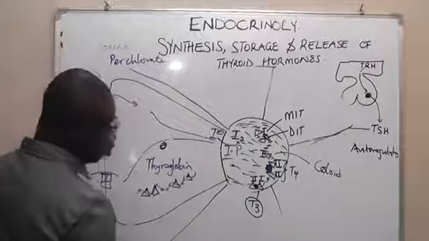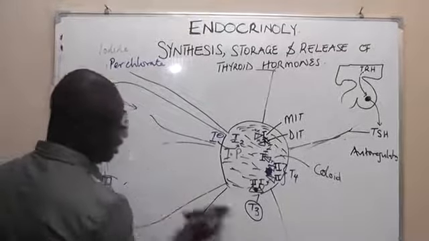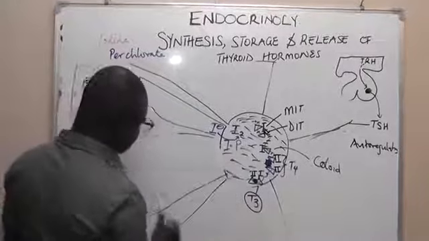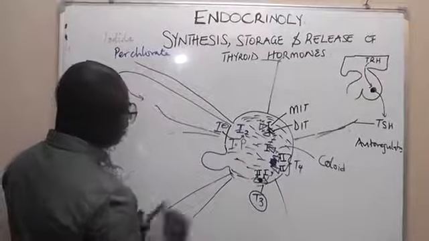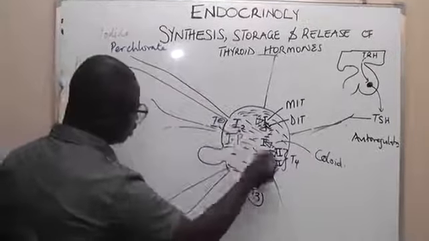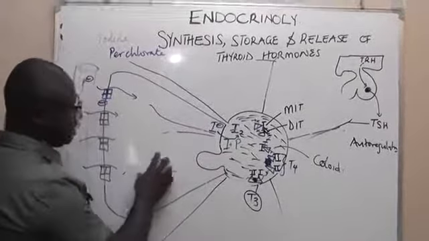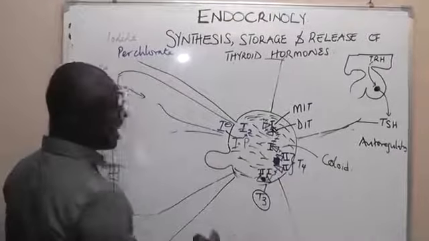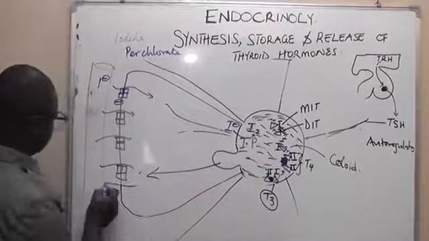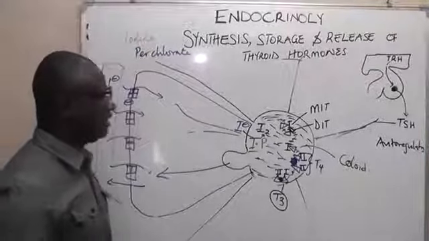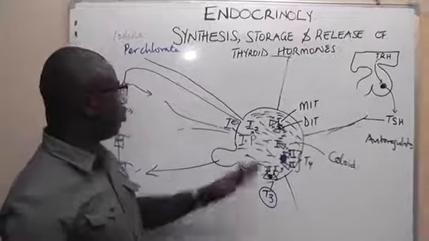But just know that through the process of pinocytosis, that is, the luminal aspect invaginates, something like this, and then some of this colloid, or some of these structures here, enters into it, and then with the help of some enzymes, some of these proteinous substances are cleaved, and then they move via exocytosis into the blood stream. So basically, that is the run through of thyroid hormone synthesis, storage, and release.